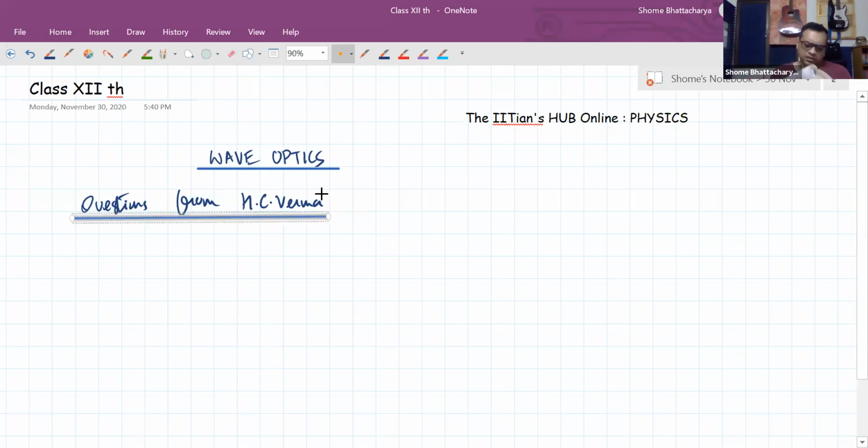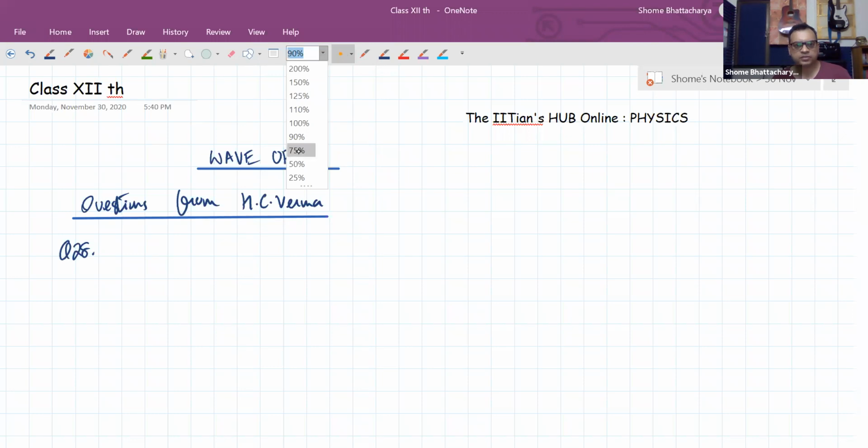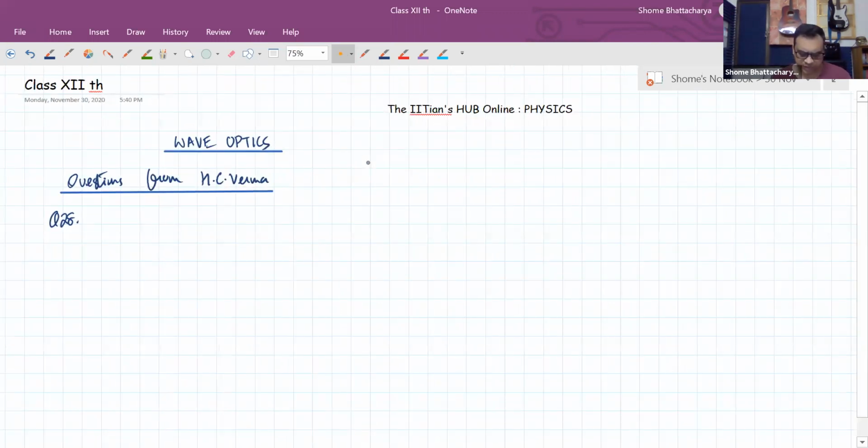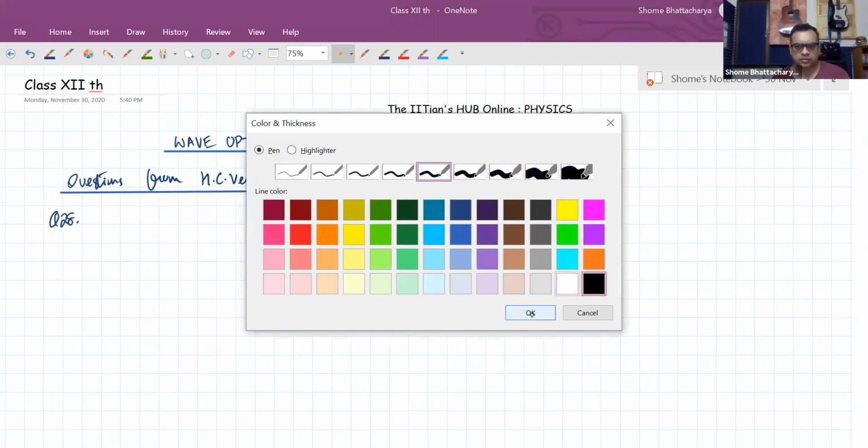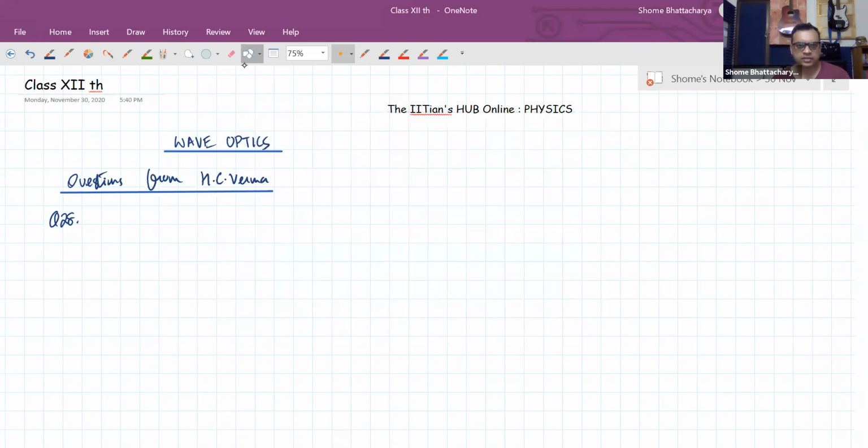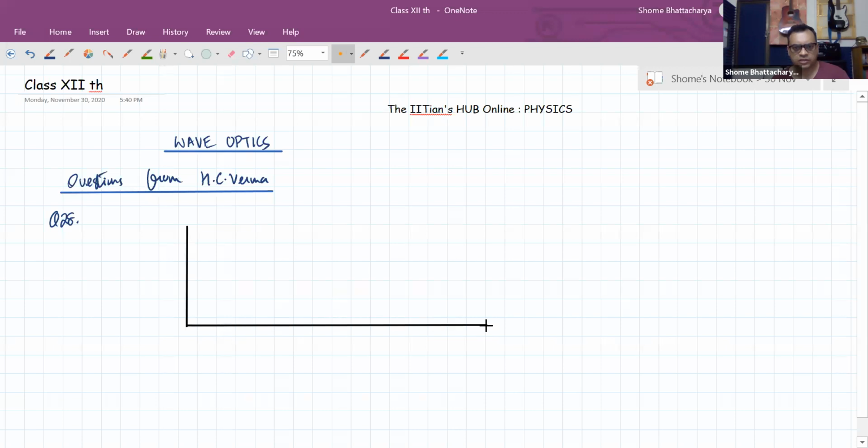So we'll start with this question number 28, which is a slight variation of the standard YDSE setup. Okay. So question 28 of H.C. Verma is basically a situation like this, that we have something similar to the standard YDSE setup, but instead of 2 slits there are now 3 slits involved.